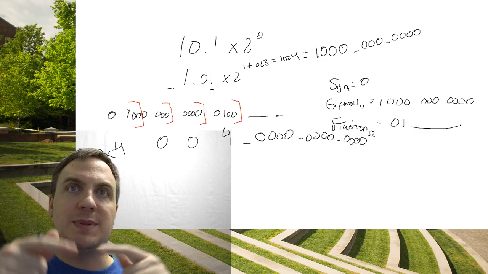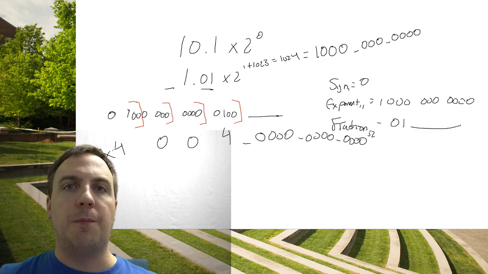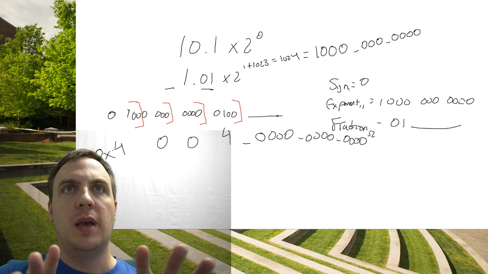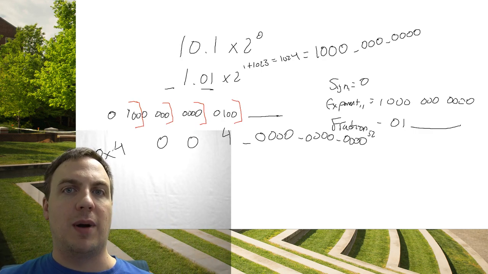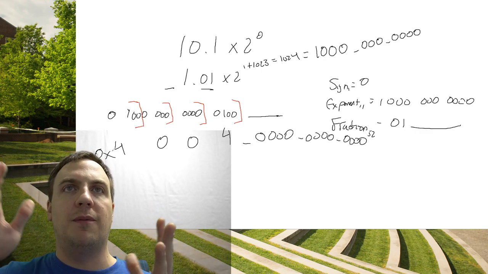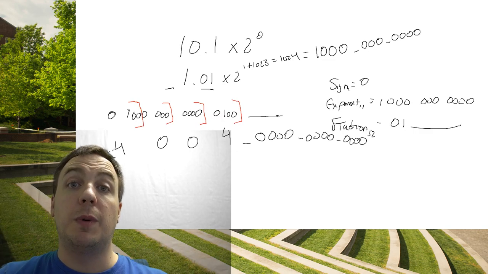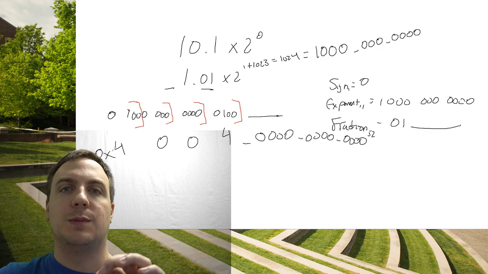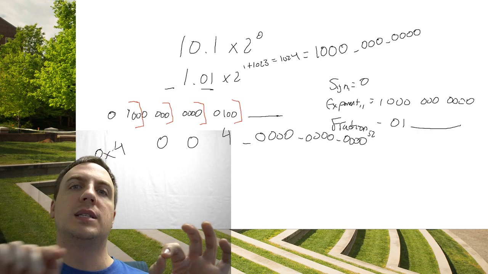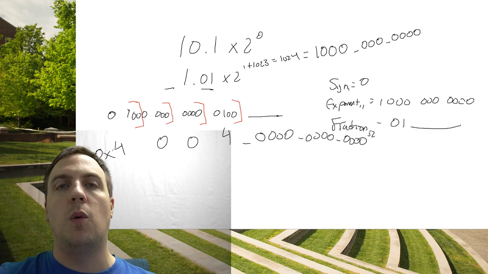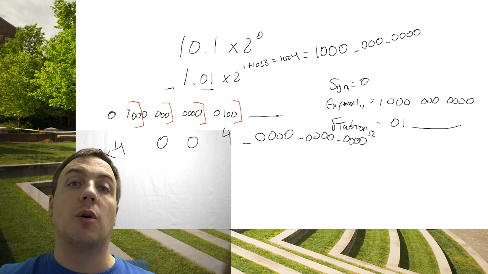So remember our steps to get it into this format. Step one is we write it out in binary, and we multiply it by 2 to the 0th power, right? Because if we took out the times 2 to the 0, it wouldn't change the number. Then we normalize it, so that's 1 decimal something. So we change the exponent, and we move the decimal right next to that 1. That's called normalized notation.